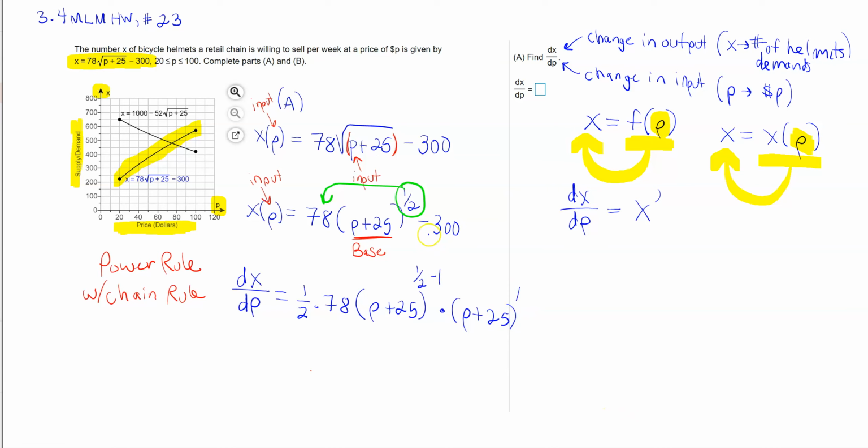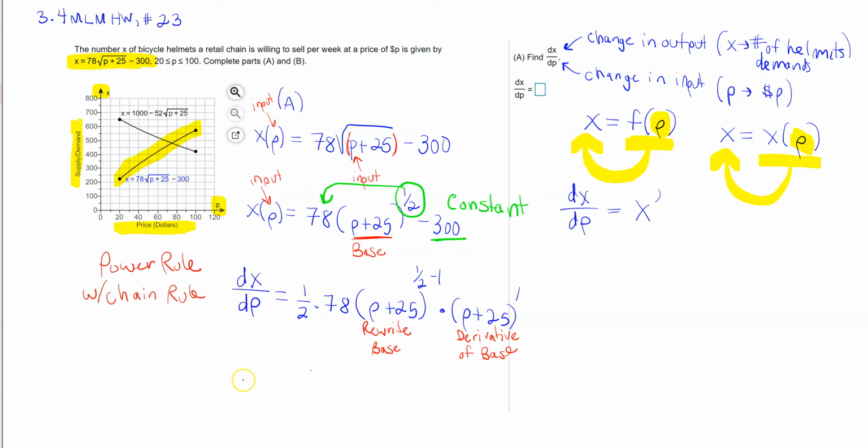Okay, and then over here I have a constant. I'm subtracting 300, that's a constant. So the derivative of a constant is just going to be 0. So I don't have to write that. It confused me later, so I'm not even going to write that in there. But let's go ahead and finish this derivative.